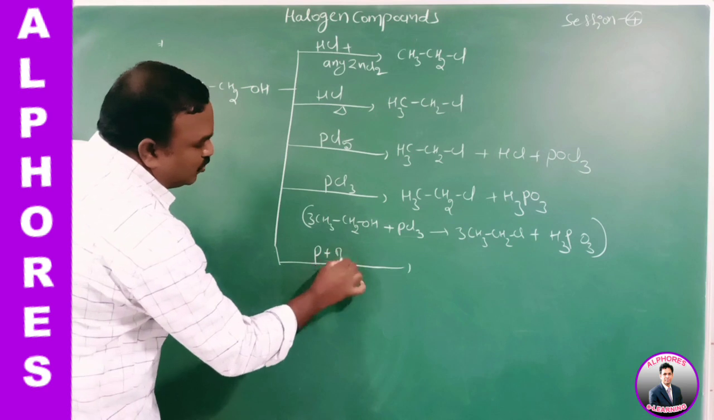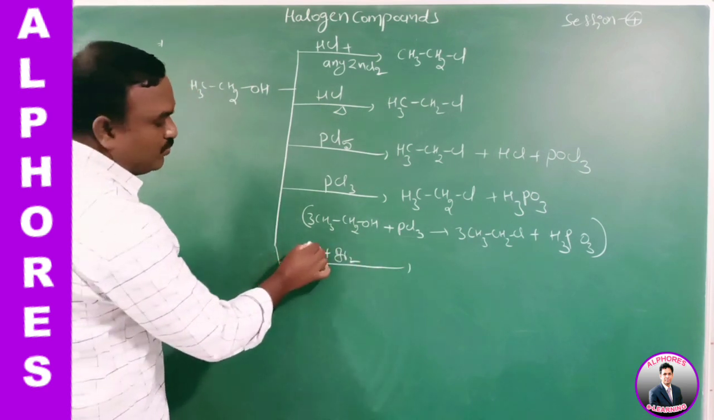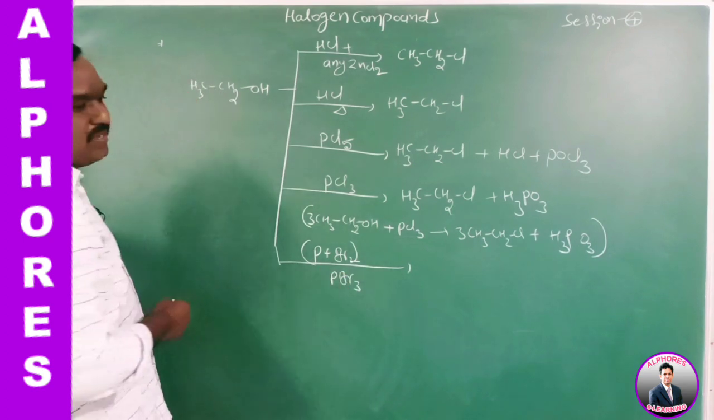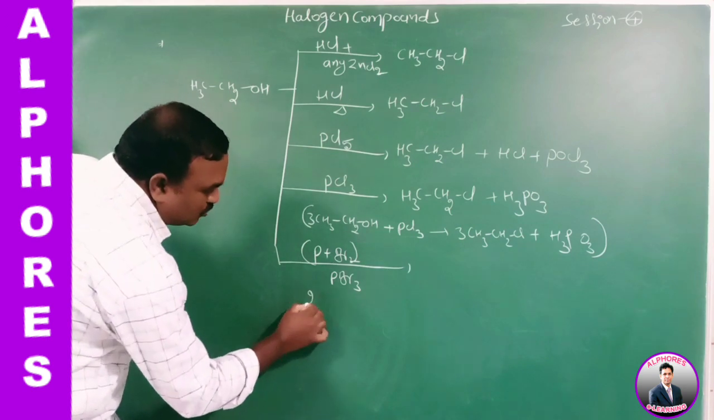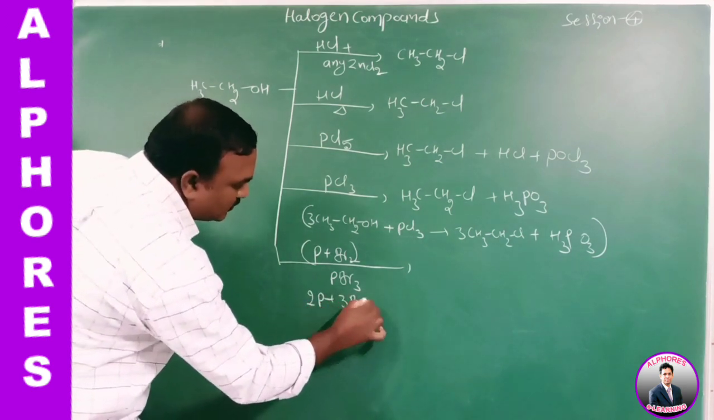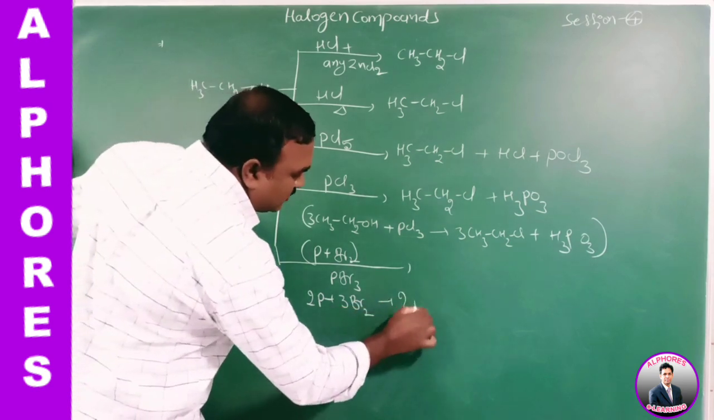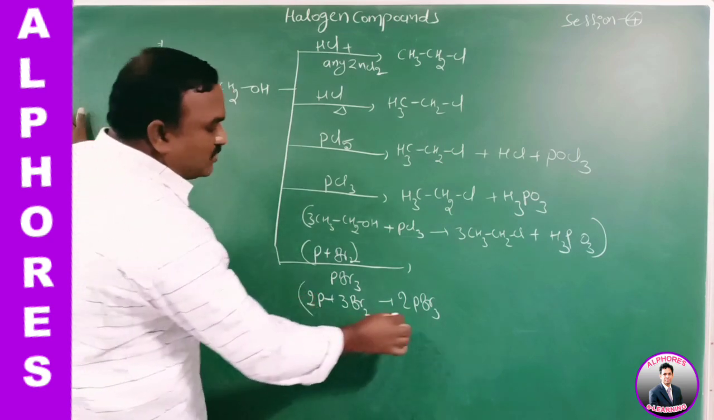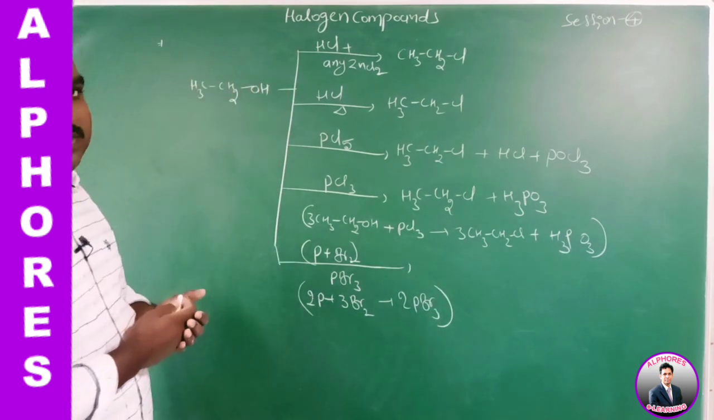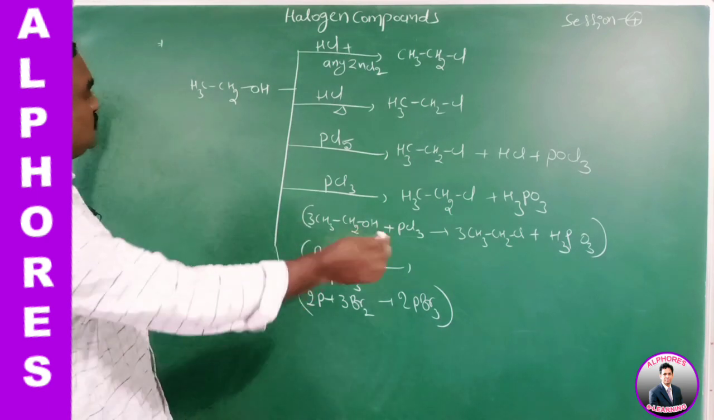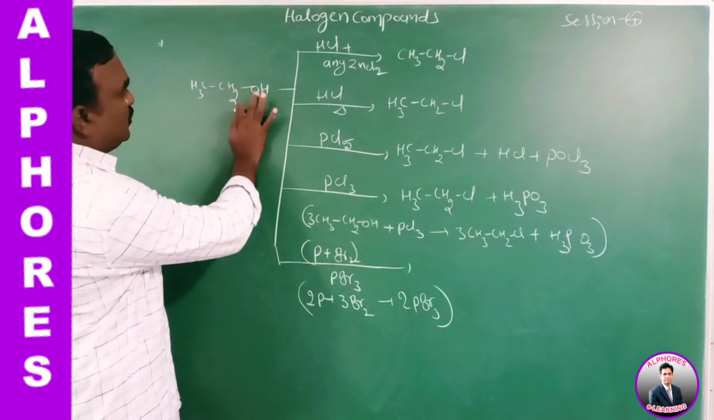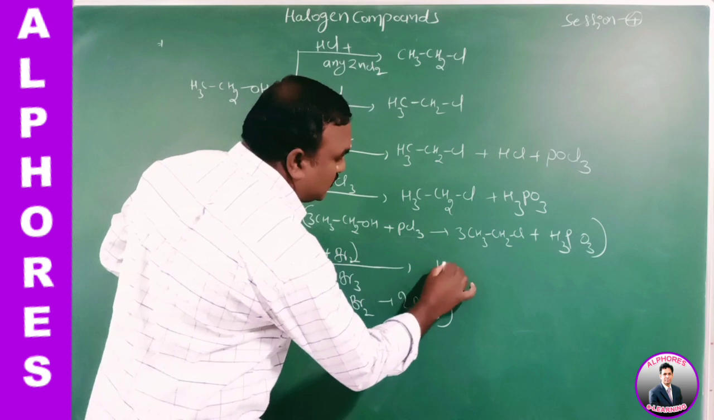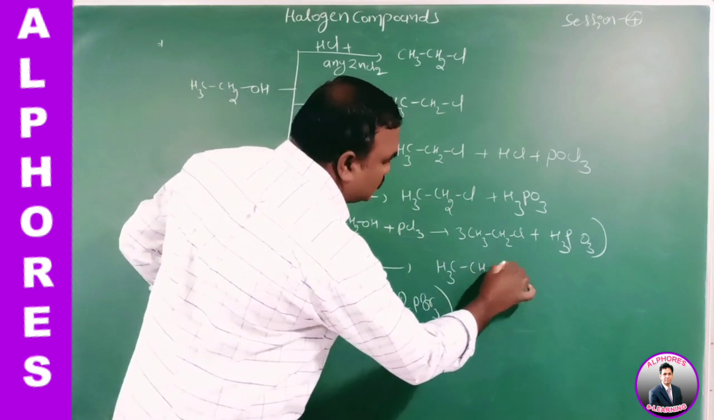Next one is phosphorus plus bromine. Red phosphorus with bromine forms PBr3 again. That means 2 moles phosphorus plus 3 moles bromine form phosphorus tribromide. So red phosphorus with the bromine halogen combination forms the reagent. Here also the same thing. The OH group is substituted by what? Br. Form the product, CH3CH2Br.